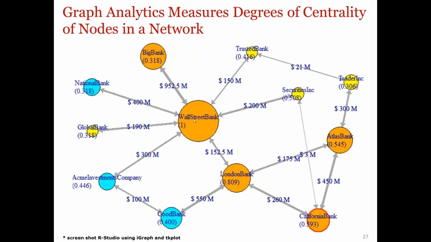The key thing here is if Wall Street Bank fails, it's going to have more of a cascading impact on the network than, let's say, if National Bank or Global Bank fails, or even Trader Inc., which has the lowest number. It has the fewest trading partners. So this is done through graph analytics, and it becomes very powerful, where we can start to look at the behaviors and the relationships of things in a graph.